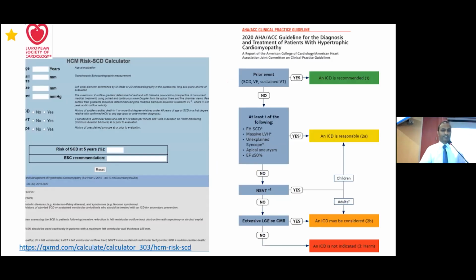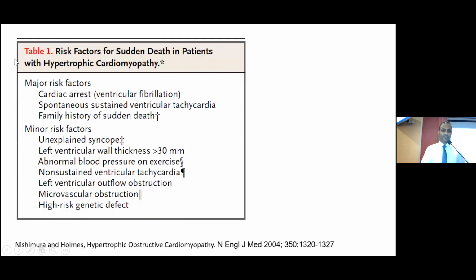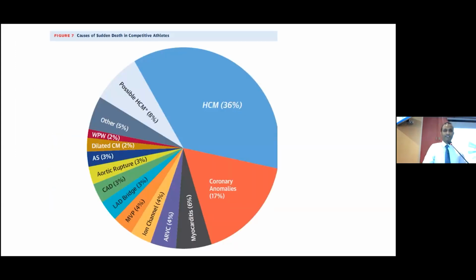For sudden cardiac death risk assessment, there are various calculators, ESC and HCM Risk-SCD. As I told earlier, these slides I'm going to skip. Who are the high-risk patients? Previous VF, spontaneous NSVT, and family history of sudden cardiac death are major risk markers. But if the patient has unexplained syncope, LV wall thickness more than 30 millimeters, and abnormal blood pressure response with exercise, especially dropping of blood pressure with exercise, that's a high risk for sudden cardiac death. If you take sudden cardiac death overall, hypertrophic cardiomyopathy is a major cause.